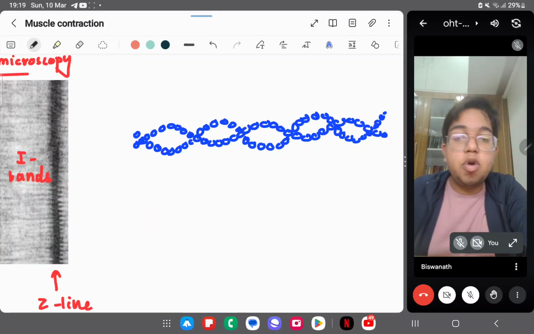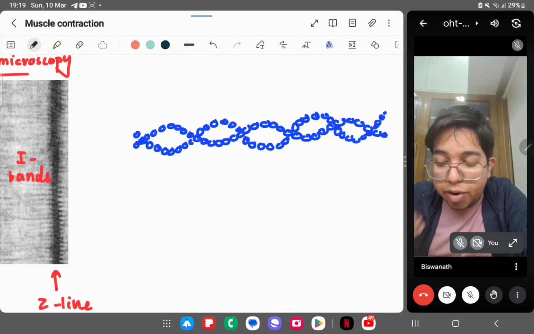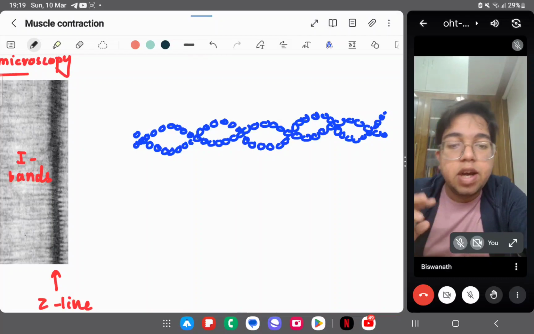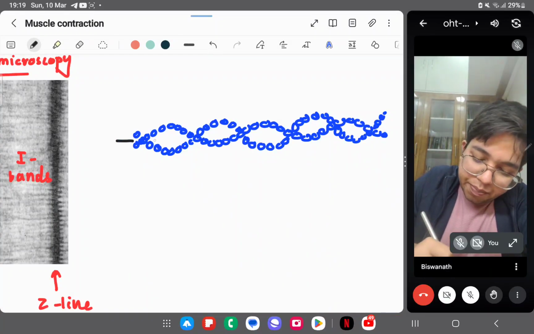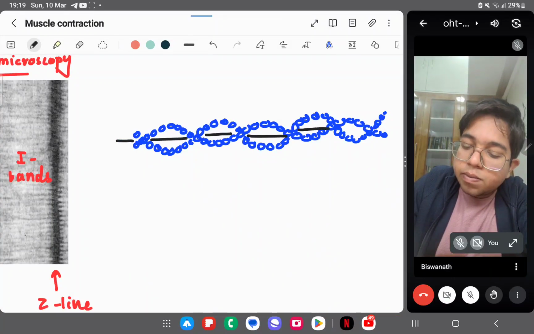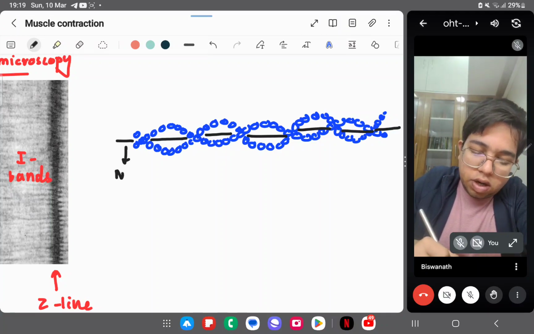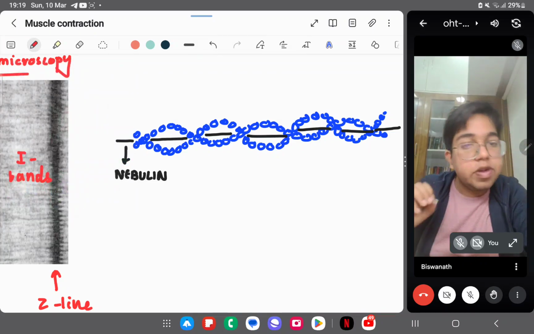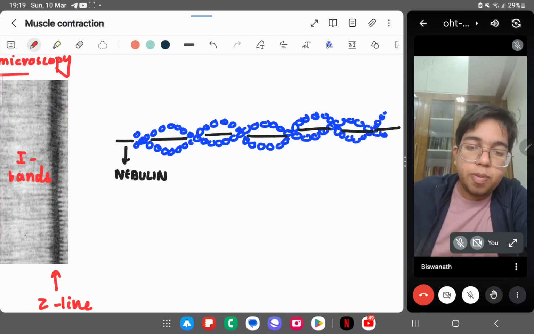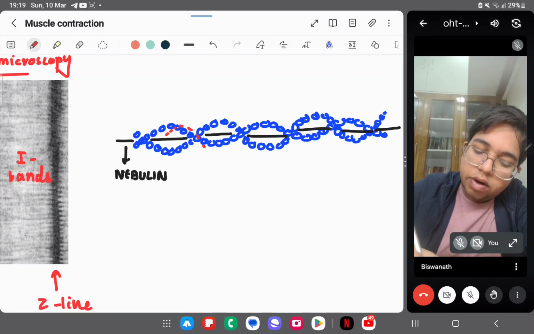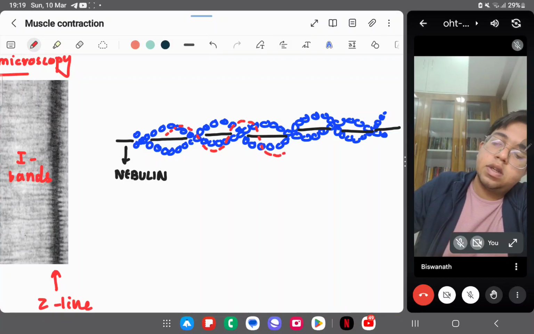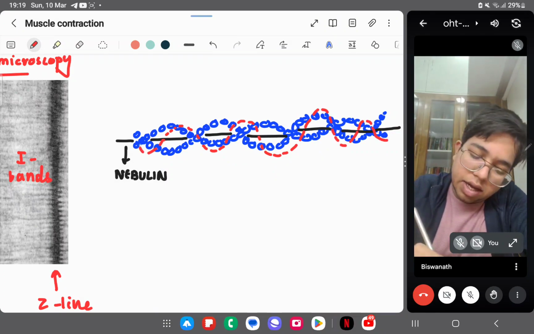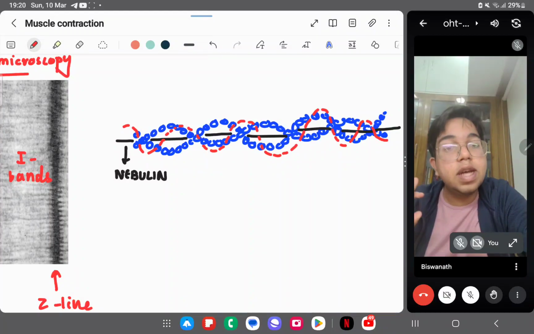And there is a backbone upon which these F-actins are wound. This backbone is formed by a specific protein called nebulin protein. This is your nebulin. And of course, tropomyosin will be there, right? Tropomyosin will be rope-like, somewhat like this, blocking all the active sites on the F-actin.